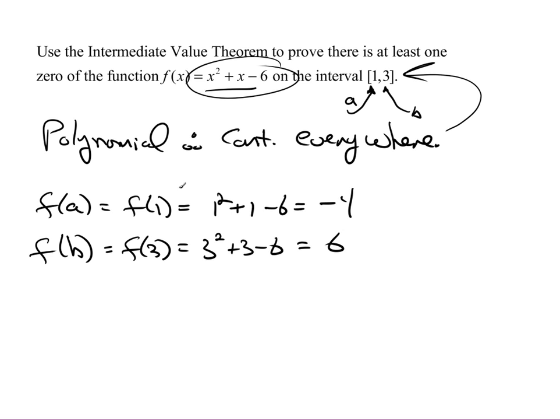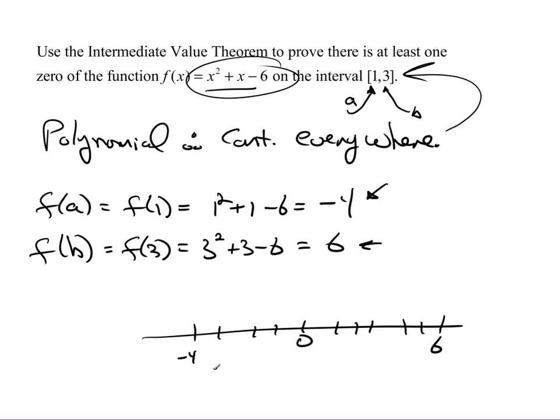So, is there a 0? Well, yeah, this is continuous. f of a is negative 4. f of b is 6. 0, just plot the number line here. Negative 4, negative 3, negative 2, negative 1. Here's 0. 1, 2, 3, 4, 5, 6. So, yeah, 0 is between negative 4 and 6.